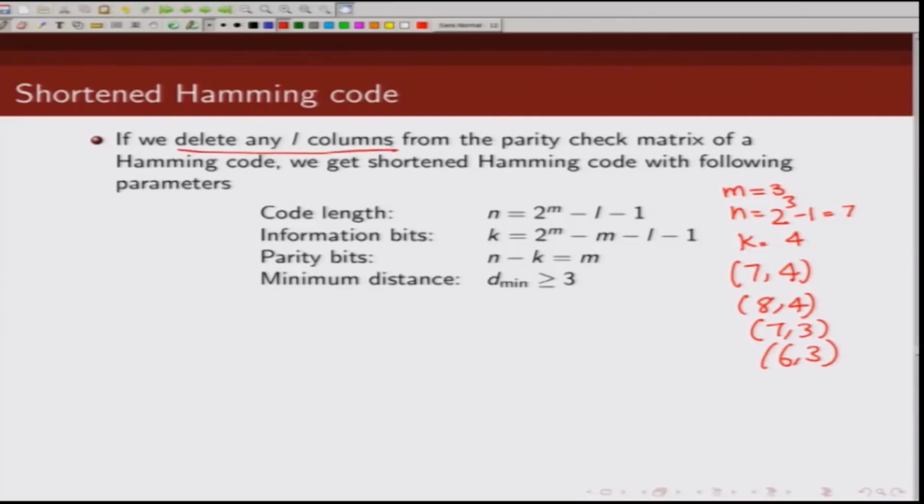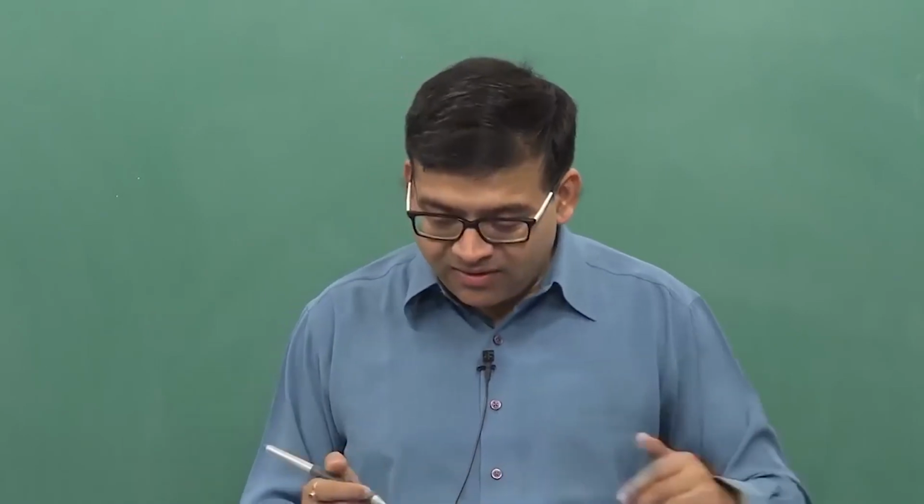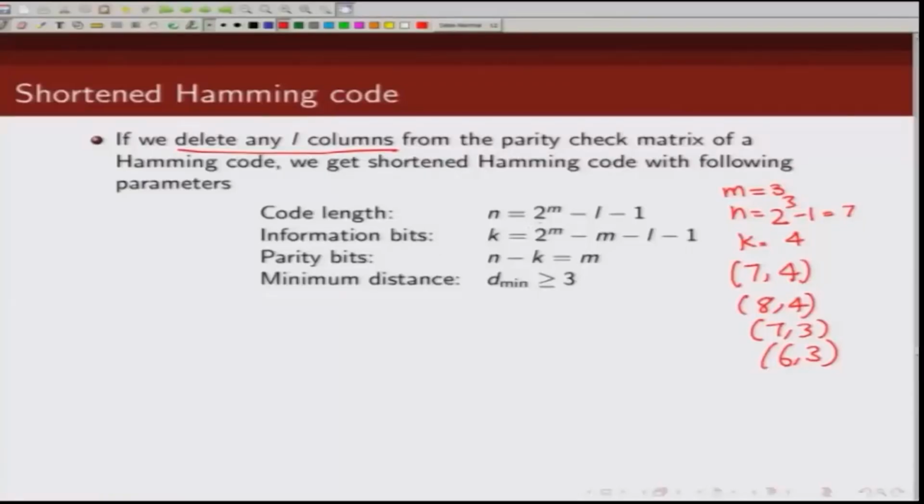You delete L columns from the parity check matrix of your Hamming code. Now, if I delete L columns, that means my code word length is decreased by L. So, my new code word length is then 2^m minus 1 minus L. So, this is my code word length. Now, the number of rows is still the same, that is m. So, the number of parity bits is still the same, but since I deleted L coded bits, the number of information bits also got decreased by L.